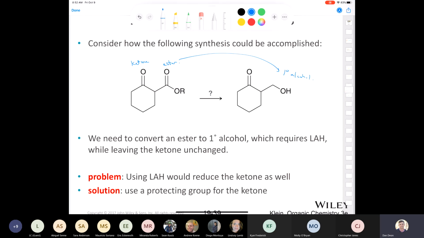Now, we learned how to convert an ester into an alcohol, right? If we were to take an ester like this and treat it with LAH, followed by workup, we end up forming an alcohol. You might think, okay, that's good, but what's the problem with that? You would also reduce the ketone to a secondary alcohol. Is there a solution? Absolutely, there is. We're going to use a protecting group for that ketone. What's the protecting group? It's going to be an acetal.